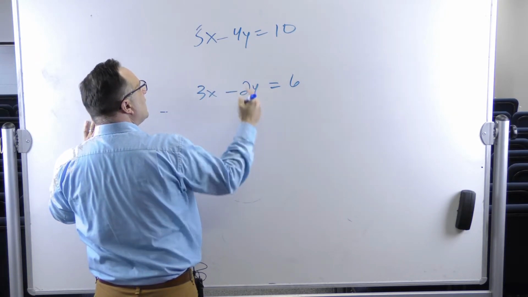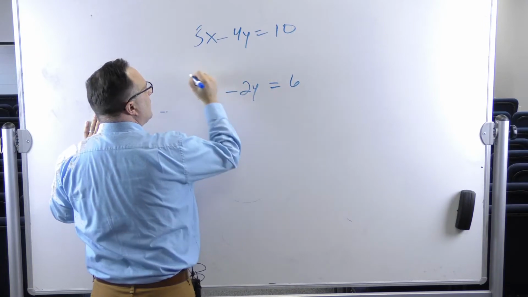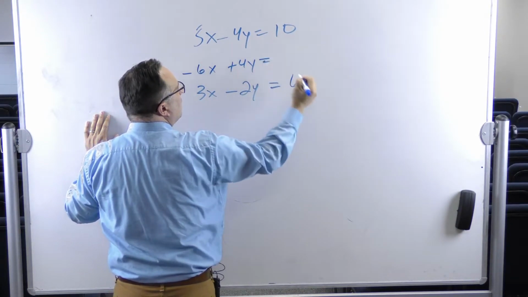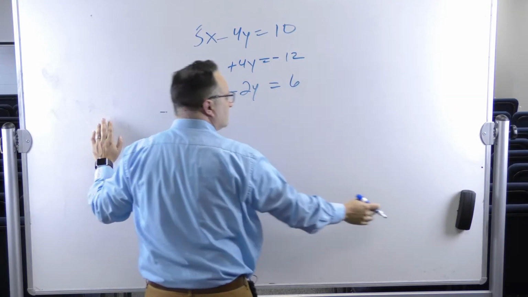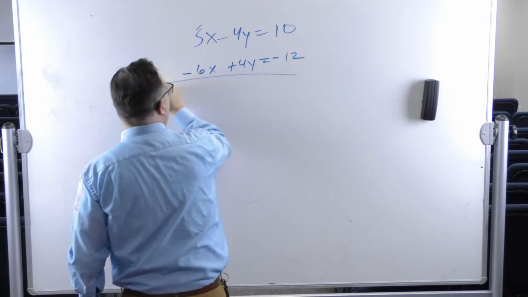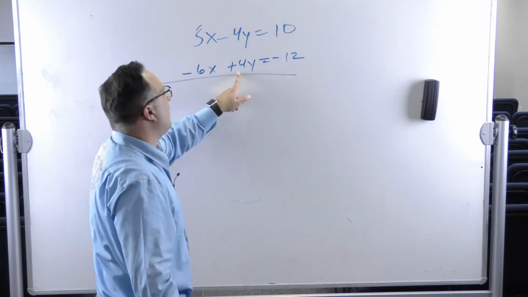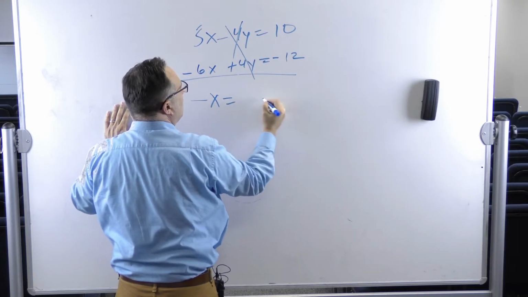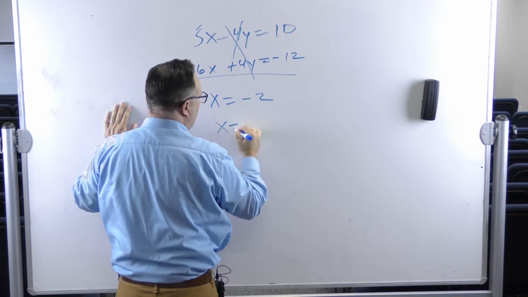So let's do that. Everything here I'm going to multiply by negative 2. Negative 6x plus 4y equals negative 12. Okay? Let me erase this. Let me solve now. You see, by multiplying by a negative 2, I create this a positive 4. Now that cancels out. I have negative x equals negative 2, x equals 2.